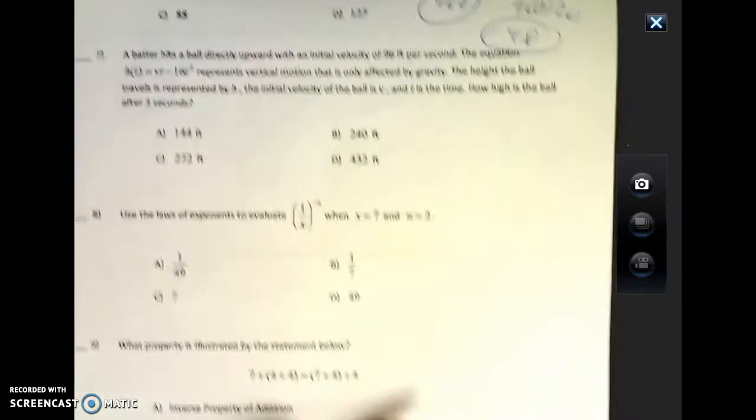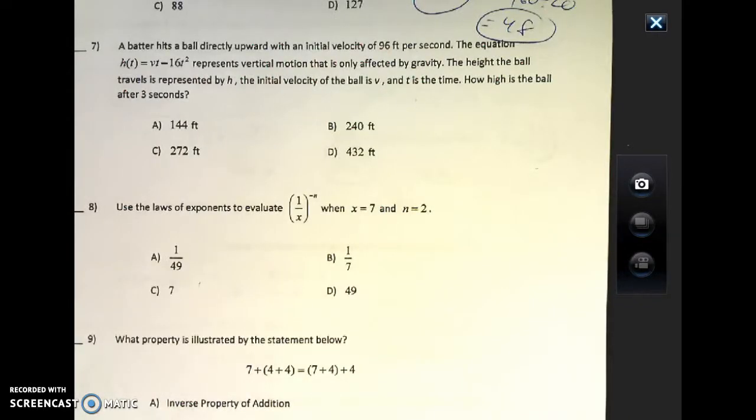A batter hits a ball directly upward with an initial velocity of 96 feet per second. The equation h of t equals vt minus 16t squared represents the vertical motion that is only affected by gravity. The height the ball travels is represented by h. The initial velocity is v, and t is the time. How high is the ball after t seconds, or 3 seconds?